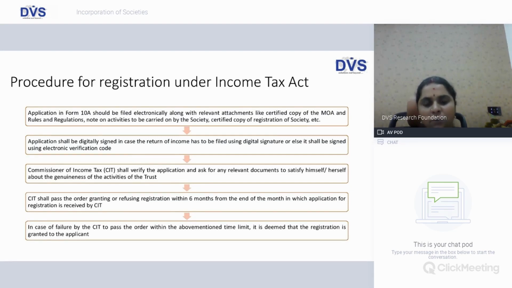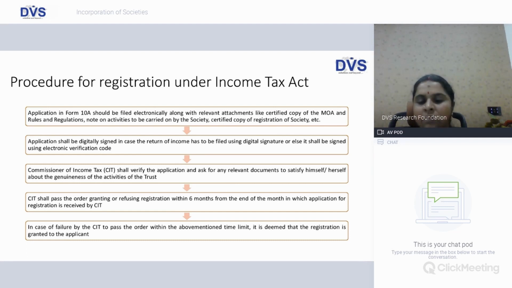Now let's see the procedure for registration under the Income Tax Act. The application in Form 10A shall be filed electronically along with the required attachments like your MOA certified copy, rules and regulations copy, notes on activities to be performed by this society, and certified copy of registration of the society. Hence, it is mandatory that you get the society registered under the respective acts. The application shall be digitally signed using DSC in case the return of income has to be filed using DSC, or else it shall be verified using the electronic verification code.